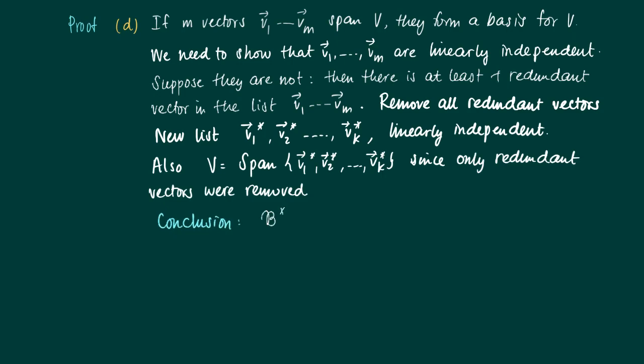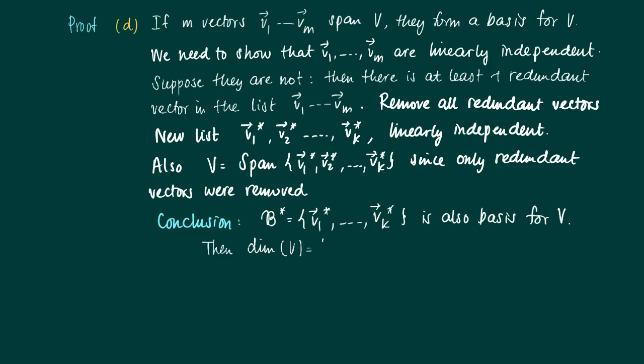So the conclusion must be that by removing the redundant vectors we have a basis. We've constructed a basis B star. But for this B star we know that the dimension is k. And the dimension k is now smaller than m. But this is contradictory to the fact that the dimension of V was m.